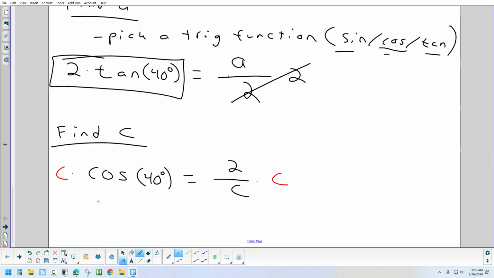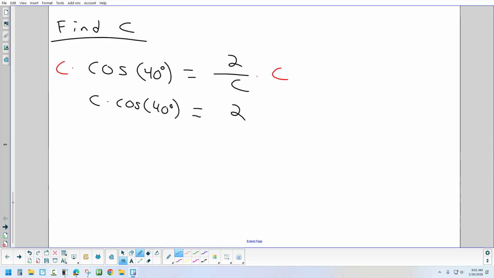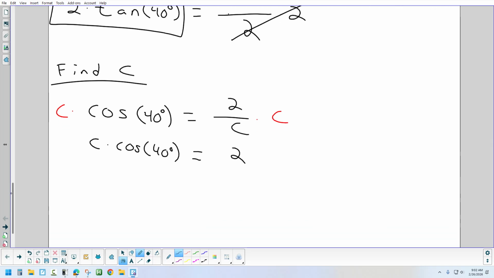What that gives you on the left is C times the cosine of 40 degrees. And on the right, what are you left with? Just 2. So now we don't have a fraction anymore. We still don't have the letter by itself, but at least we don't have a fraction. Now, how would you get this C by itself? Divide each side by the cosine of 40.